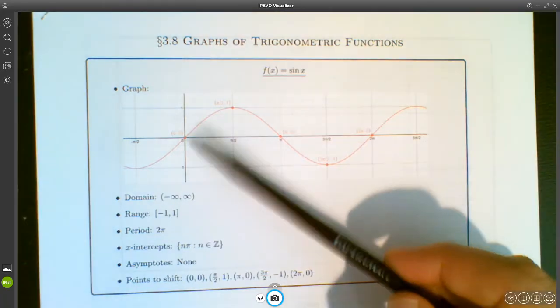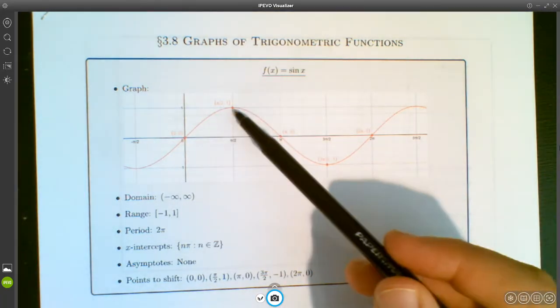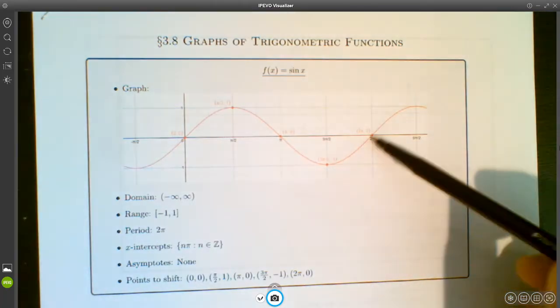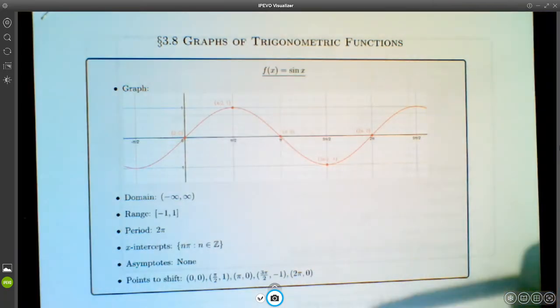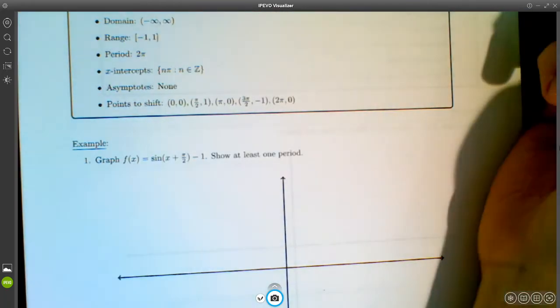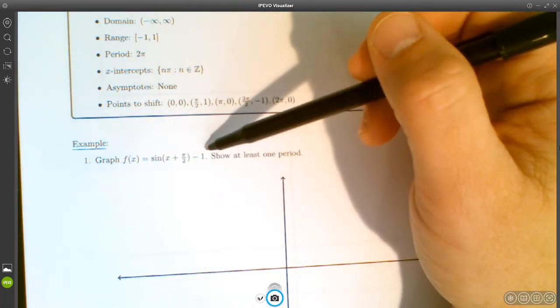This is what sine x looks like. This is the parent function, right? So it goes through 0, 0, pi over 2, 1, pi, 0, 3 pi over 2, negative 1, and 2 pi, 0. And so those are the 5 points that I would like for you to shift around. And so if we're confronted with something like sine of x plus pi over 2, minus 1, then I just want you to treat this like you would treat any other transformation of any other kind of function.